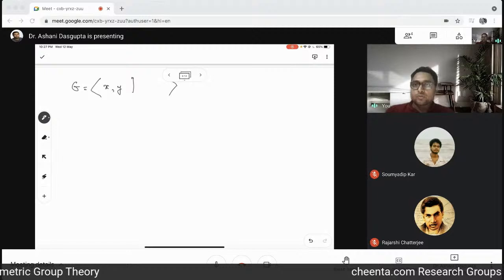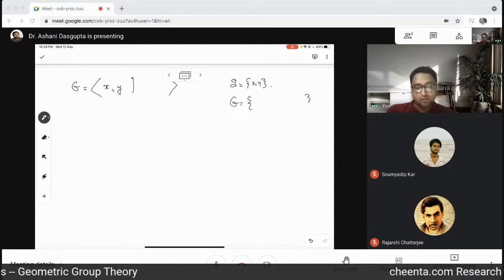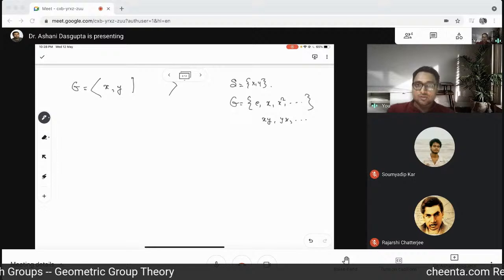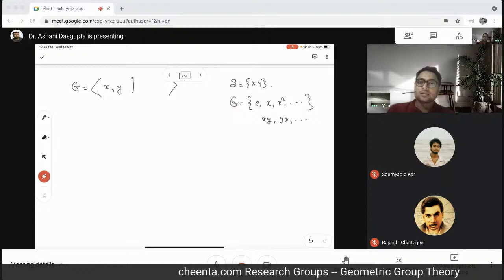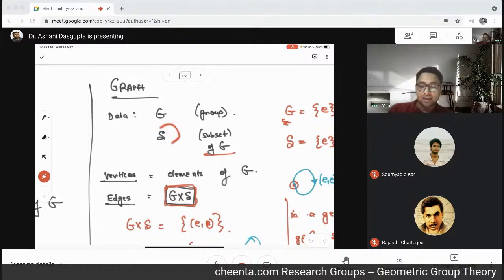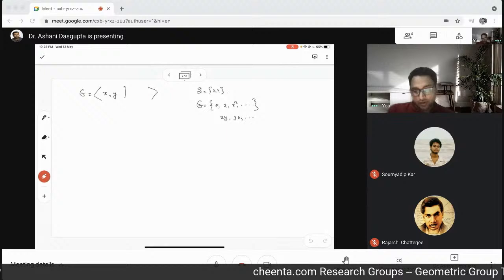Well, we have to take capital S as X comma Y, and G is the set of all elements of the group. So maybe it contains E, X, X square, and so on, XY, YX, all the elements. So this is the entire group G, and we have S as our generating set, or the set that we are going to focus on. Remember, the graph that we want to draw needs two pieces of data. One is G, one is capital S. We need to tell the entire group what group we are working with, and we also need to tell what subset of that group we are working with. Okay, so how will it look like?